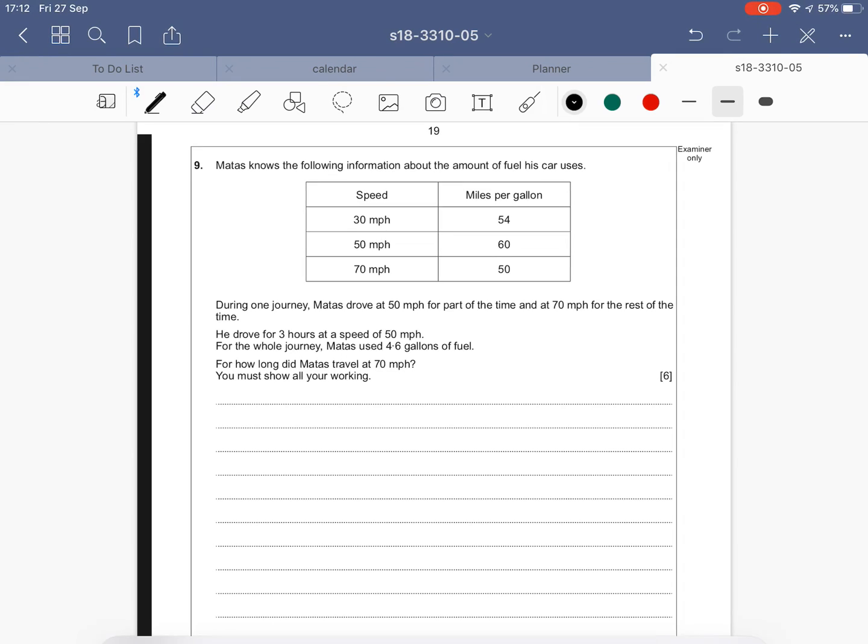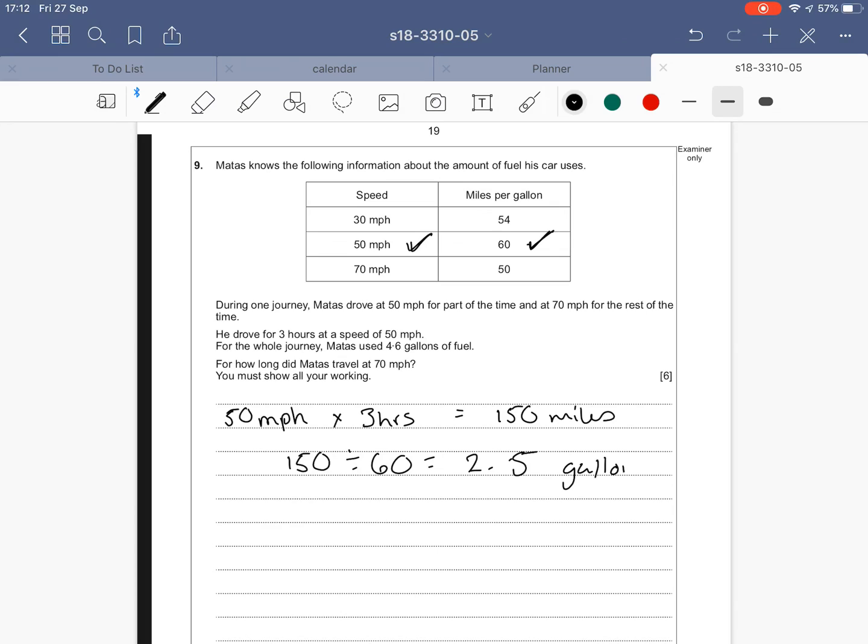So when he is going 50 miles per hour and he's taking 3 hours to do that, if he's going 50 miles in 1 hour, 3 hours is going to be doing 150 miles. So I'm looking at this row, so 50 miles per hour is 60 miles per gallon. So if he's going 150 miles, we need to see how many 60s go into it. So I want to do 150 divided by 60, which is 2.5. So he's using 2.5 gallons.